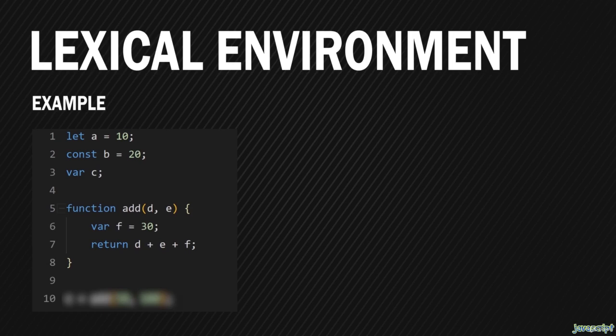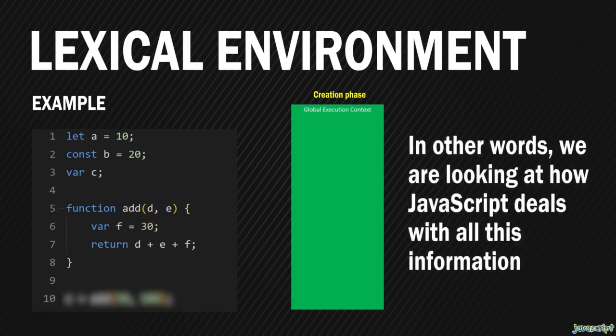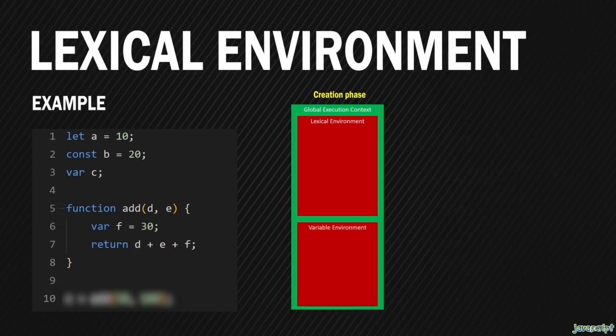So what's going to happen in the creation phase? Well, remember what we said. A global execution context is going to be created. That was one of the beginning lectures we looked at. But remember, now we're digging deeper into what this means. What does a global execution context contain? Well, we've seen it contains two environments, the lexical environment and the variable environment. And for all practical purposes, they're the same. But there are a few subtle differences which we discussed.